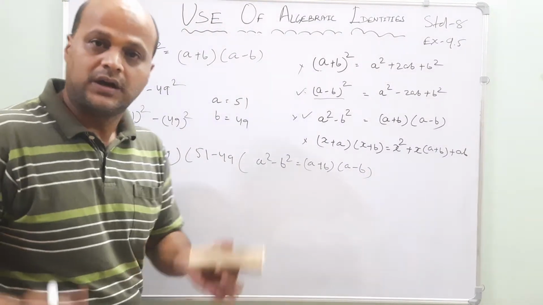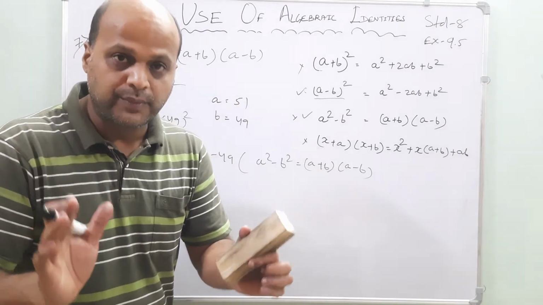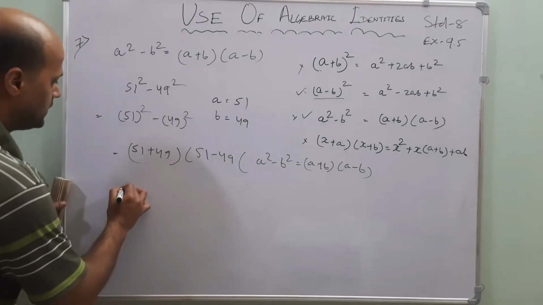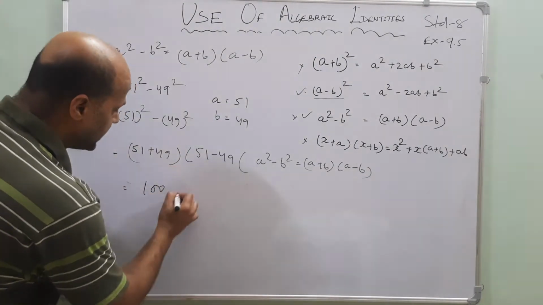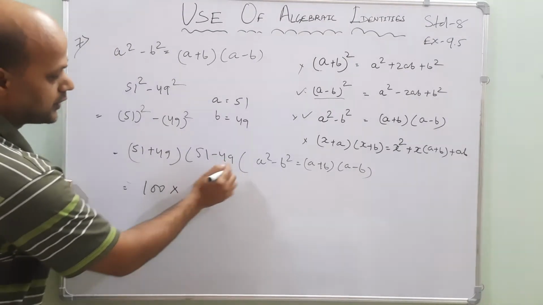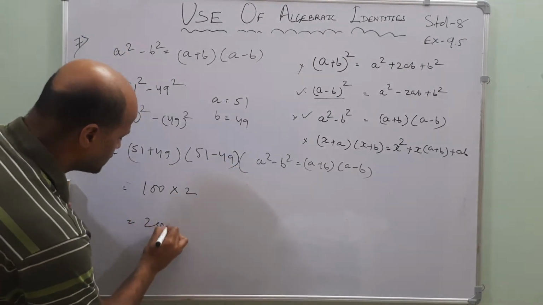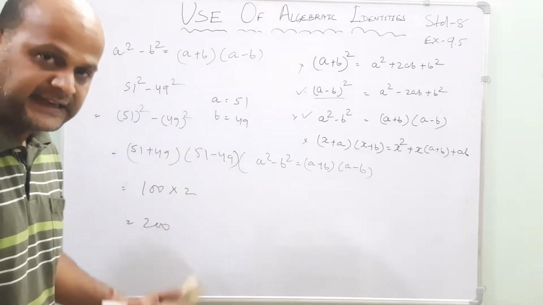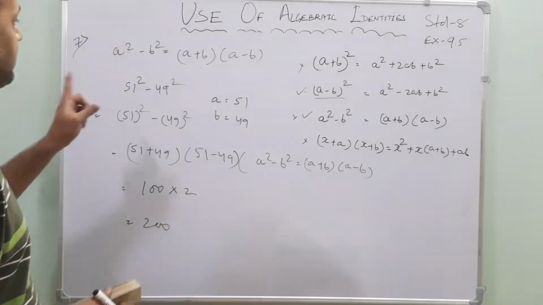Understood, my dear friends? How easy it is. The only thing is that you have to remember the identities, the formulas. Okay, let's solve it. How much is it? It is 100. Yes or no? The bracket is there, that's why into what? 51 minus 49, it is 2. Answer is 200. In this manner, you have to find the answer by using the identity step by step. Understood? Okay, this is the 7th number.